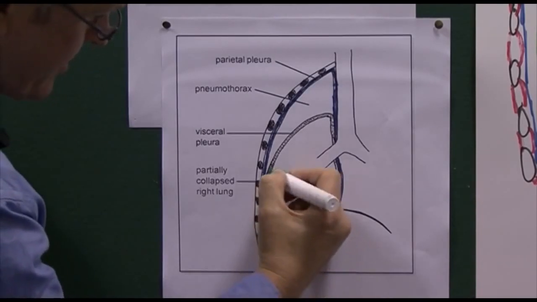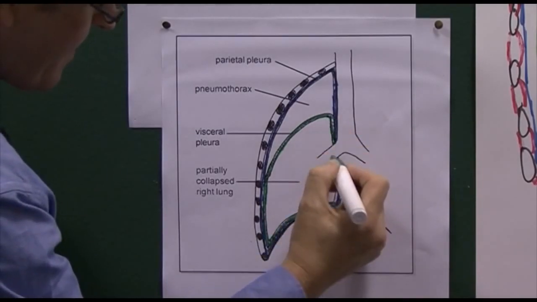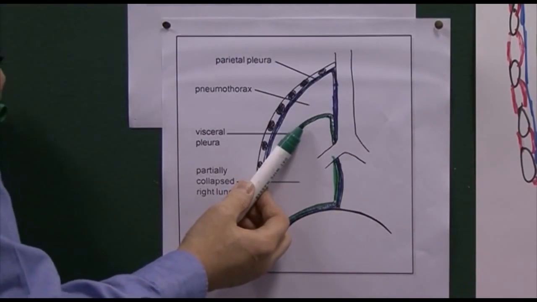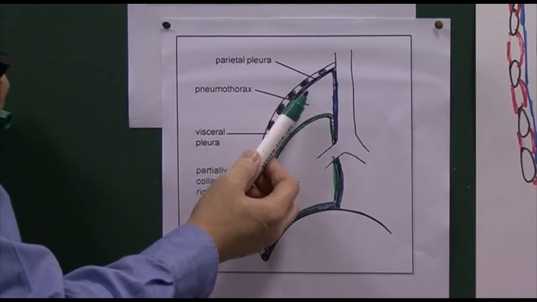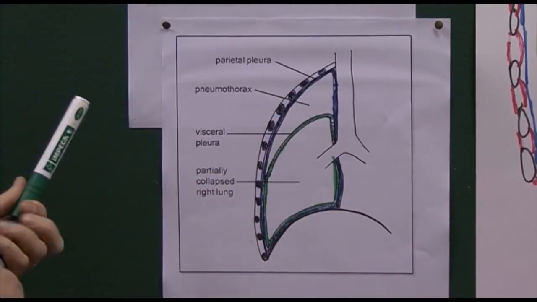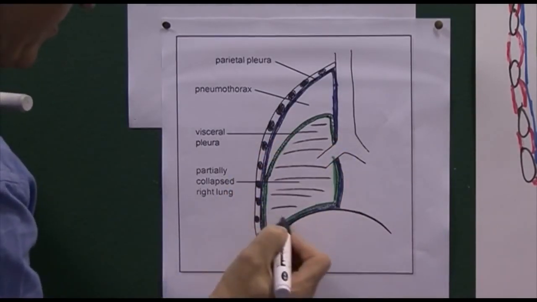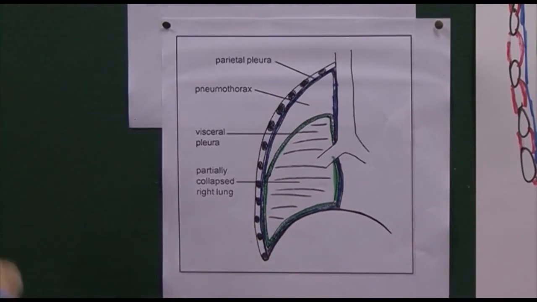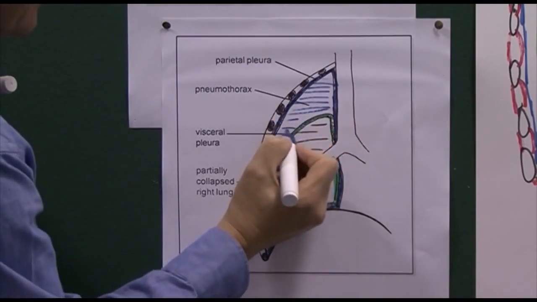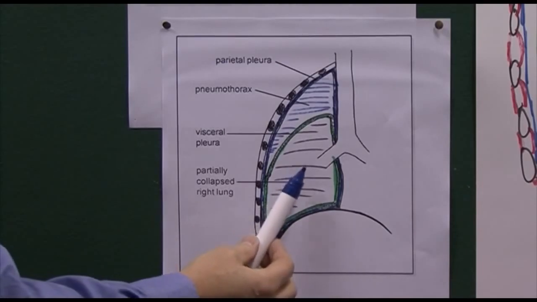The visceral, remember, is in green. But here the lung has partly collapsed. And here we can see that the visceral pleural membrane is no longer in contact with the parietal pleural membrane. So the lung here has a smaller area because it's partly collapsed on this diagram. And that means that this area here is now the area of pneumothorax. It has air as opposed to air and lung tissue.